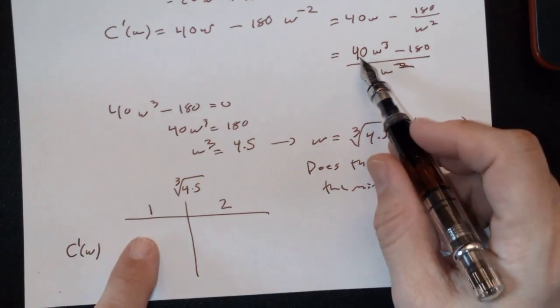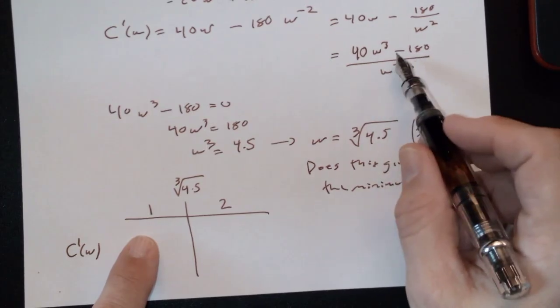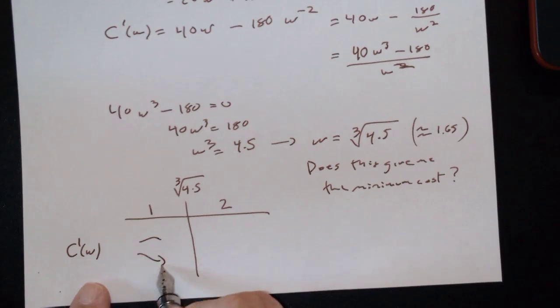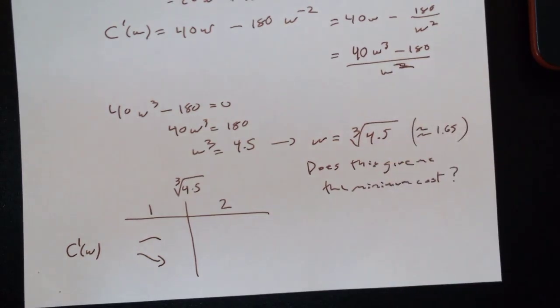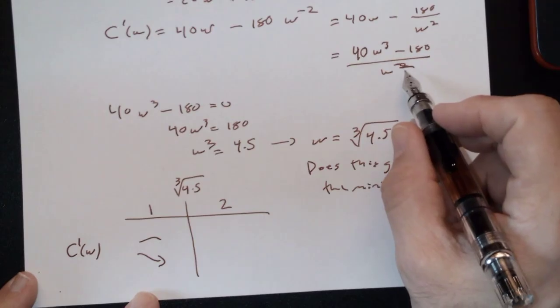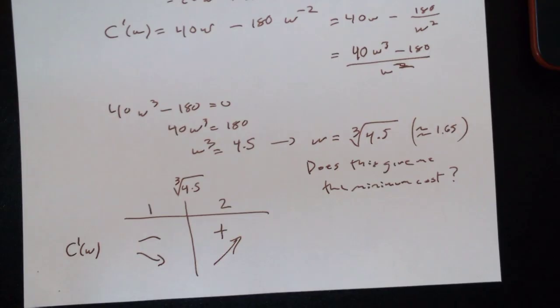plug in 1 and I get 40 times 1 minus 180. That's a negative number over 1. That's negative. We're going down. Plug in 2. 40 times 8 is 320. 320 minus 180 is positive, divided by 4. That's still positive over positive. We're going up. I'm going down, I'm going up. I have a local minimum.